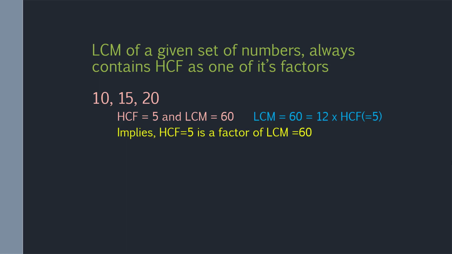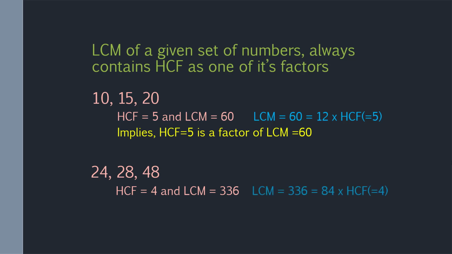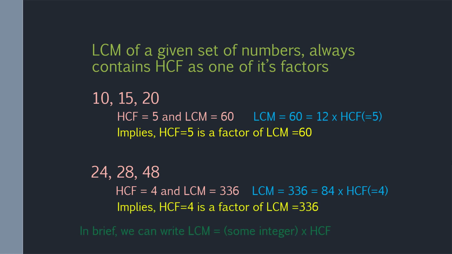In a similar manner, considering another example, 24, 28 and 48, their HCF is 4 and LCM is 336. And you can see 336 is a multiple of 4, which implies that HCF again is a factor of LCM. Or in brief, we can write LCM as a product of some integer and their HCF.